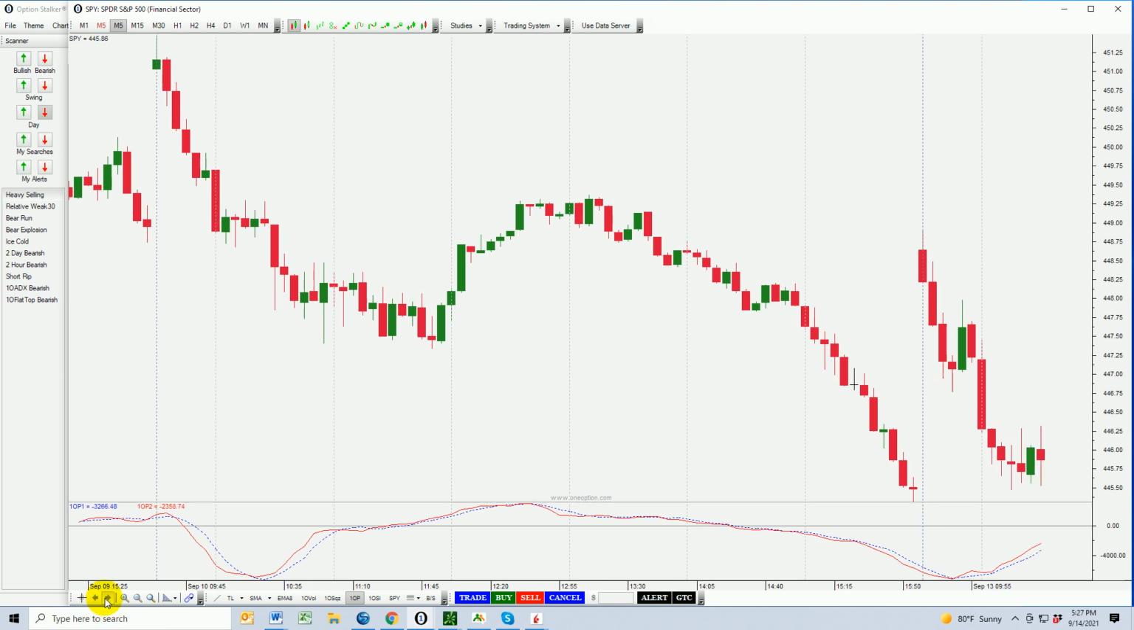Continue to go forward. Oh, nice, decent green candle. We've got that bullish 1OP cross. Now, here's a possible divergence setting up. And I'm going to mention this because these divergences are extremely powerful and they are a sign of strong trends.